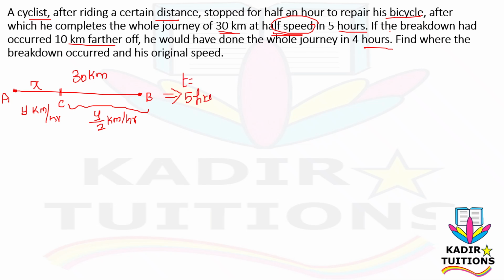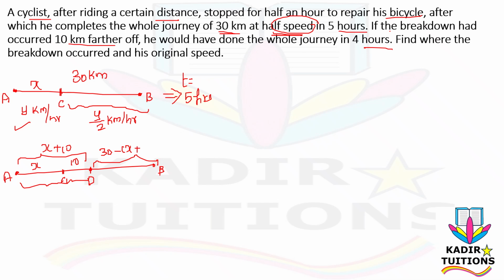Now the second case: from A he is starting and needs to reach point B, which is totally 30 kilometers. In the first case the breakdown happened at C. Here he crossed C and is moving even 10 more kilometers after that. So this is C, and I can introduce one more point D. From A to C it is X, so he crossed X distance and even 10 more kilometers, and only then the breakdown appears. So from A to D the distance is X plus 10, and from D to B it is 30 minus (X plus 10).